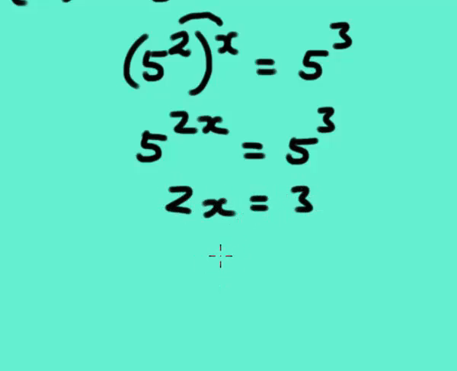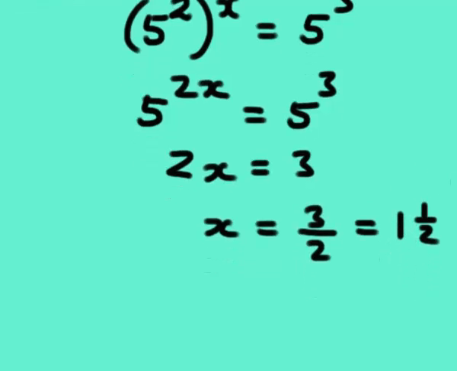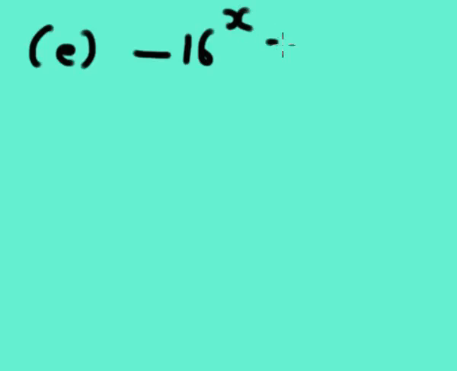Drop the bases, in other words. Divide both sides by 2, and there we've got it. We've got x is 1.5. Okay, alright, let's revise a few more quickly. Number E, how about this one? If you had negative 16 to the exponent x equals negative 32.